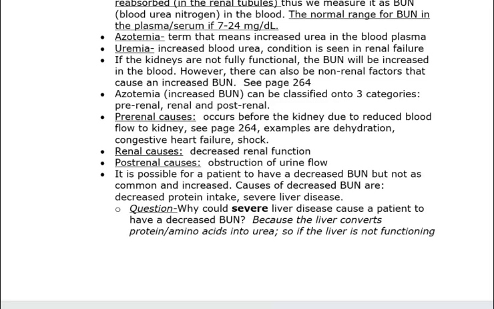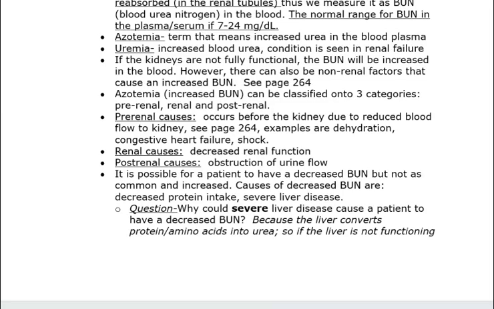It is possible for a patient to have decreased BUN, but it is not as common as increased. Causes of decreased BUN are decreased protein intake and severe liver disease. So we have a question. Why could severe liver disease cause a patient to have a decreased BUN?